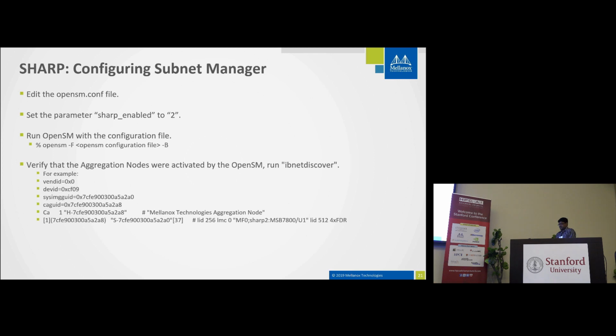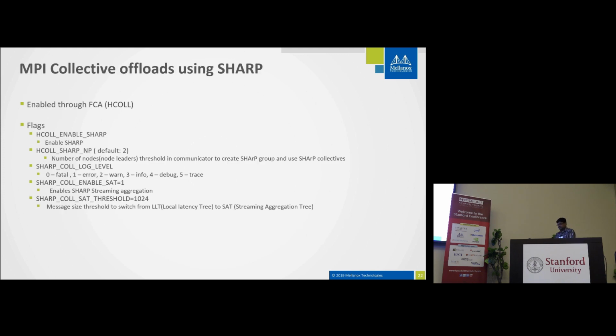It's a very simple way to enable Sharp in the fabric. In OpenSM, there is a flag called Sharp enable. Just set that flag and run it. You will see a virtual port in ibnetdiscover saying Mellanox Technologies aggregation node. That means the switch is enabled with Sharp support.